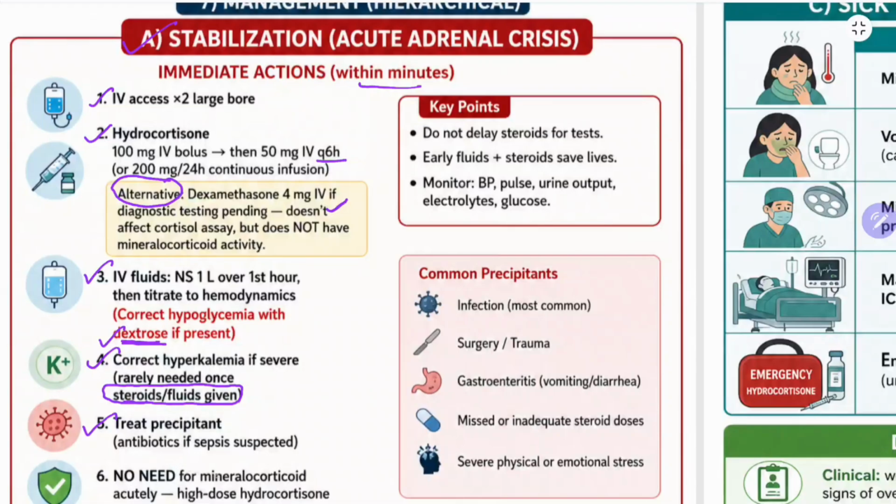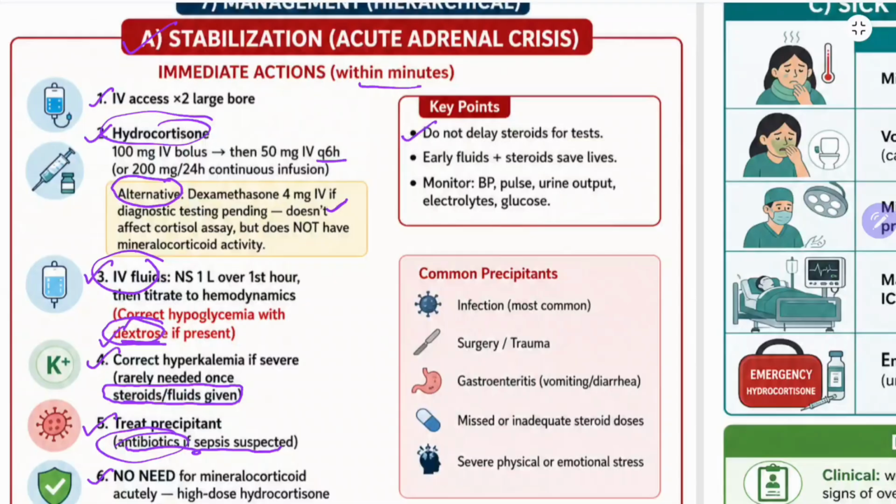And treat the precipitant. Most often the common cause is sepsis, so give empiric antibiotics if you suspect sepsis. And one more thing, there is no need for mineralocorticoid in acute cases. This high dose hydrocortisone has sufficient mineralocorticoid activity. So hydrocortisone you should give, IV fluids, dextrose, and antibiotics. That's how you manage.